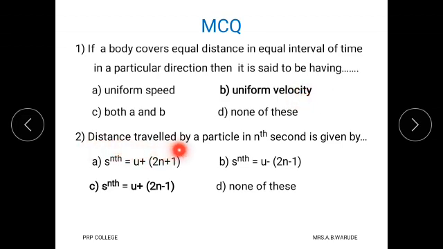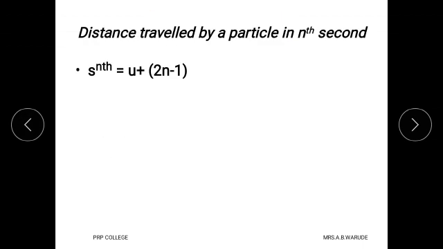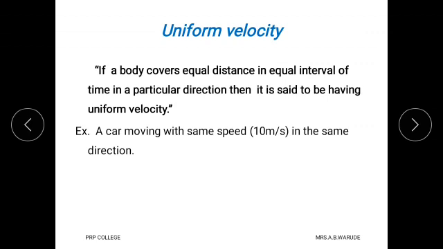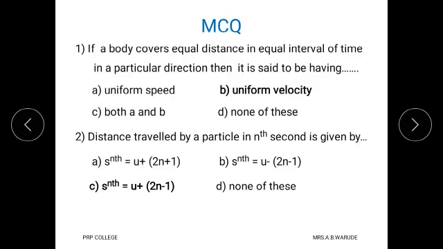Question number 2: distance travelled by a particle in nth second is given by: option A is s nth equal to u plus a in bracket 2n plus 1. Option B is s nth equal to u minus a in bracket 2n minus 1. Option C is s nth equal to u plus a in bracket 2n minus 1. Option D is none of these. And as we see here, the distance travelled by a particle in nth second is given by u plus a in bracket 2n minus 1. And therefore the correct option is C.